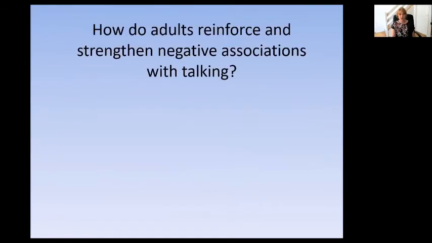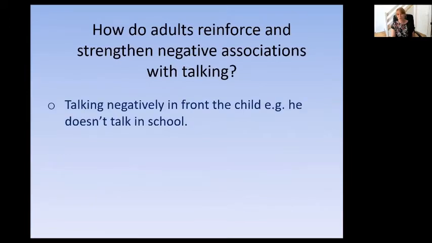So, what are some of the things that we need to avoid? We don't want to talk negatively in front of the child. So if we name some of their problems without discussing it with them, oh, he doesn't talk in school, oh, he won't talk to his grandma, and we say those negative things in front of them, then we're reinforcing that image of that child that they can't speak.